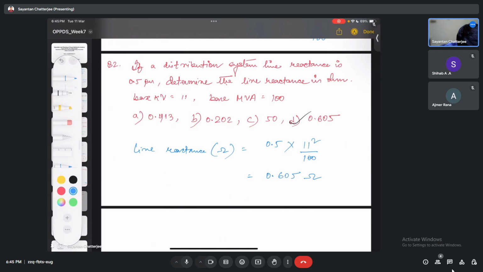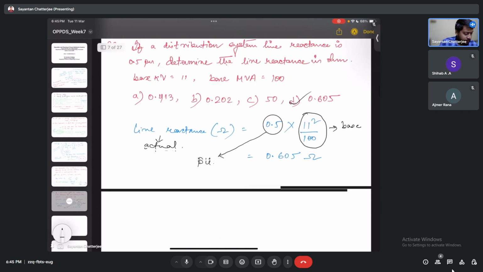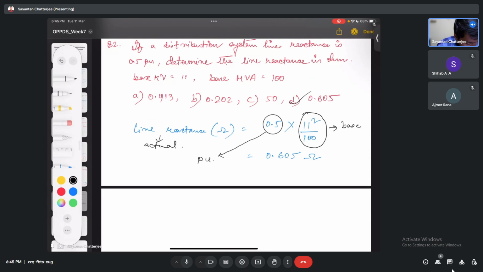So write the formula too. Per unit is actual by base, so per unit into base will give the actual. So yes, this is the answer.